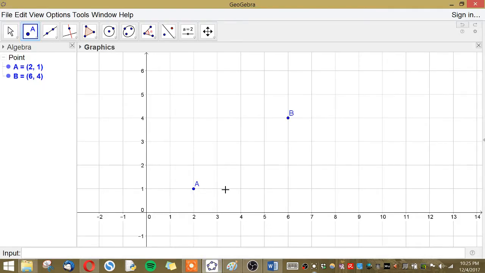You can here see that I have a Cartesian plane. You know it as the XY plane with 2 points, A and B. So what are the coordinates of A? The coordinates of A are (2, 1), and the coordinates of B are (6, 4). I want to find the distance between them. How do I do it?